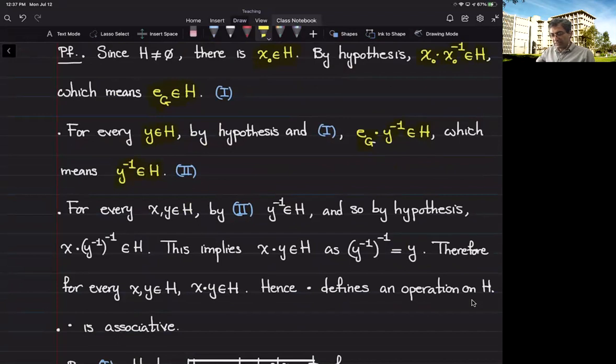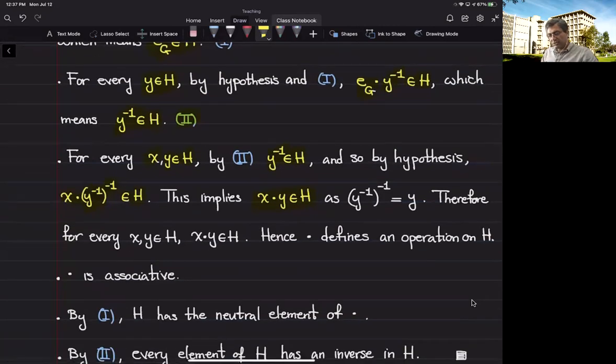Because of this statement, and knowing that y belongs to H, we deduce that y inverse is also inside H. Now, knowing that x and y inverse both of them are inside H, we can deduce that x dot inverse of y inverse is inside H. And inverse inverse is the element itself, so instead of this, I can write y. Therefore, x dot y is inside H.